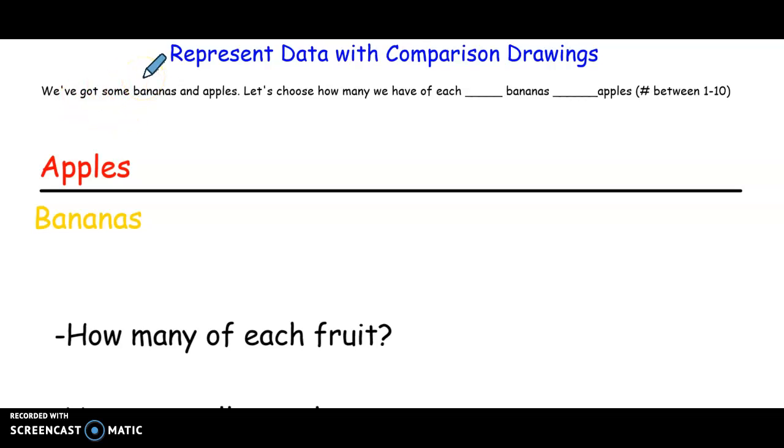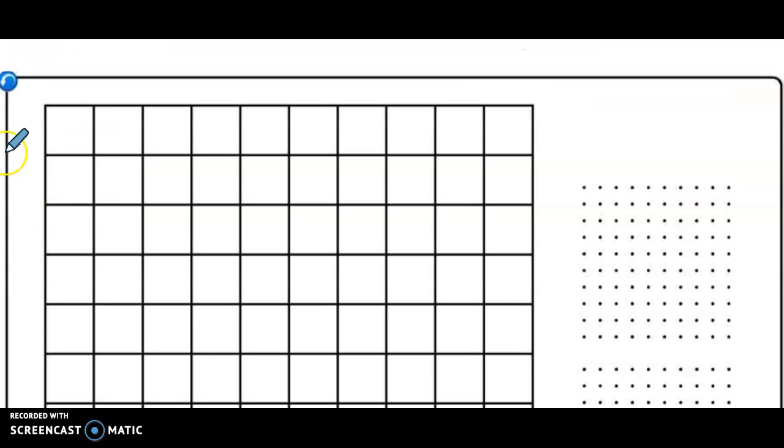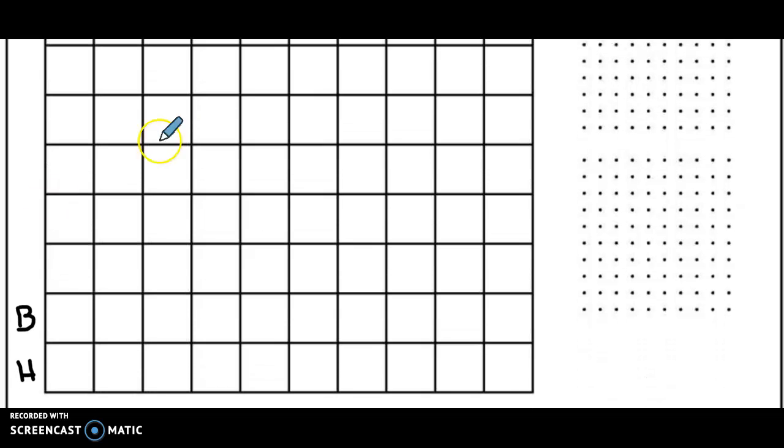Okay, so we've got some bananas and some apples. We have to choose how many of each. Doesn't really matter. You can choose the same number as me or a different number. So let's do 6 apples and 3 bananas. Okay, so we're going to represent these with just circles this time. And you're going to do it on your math board on the bottom. So instead of B and H for balloons and hats, you're going to start with A for apples and B for bananas.